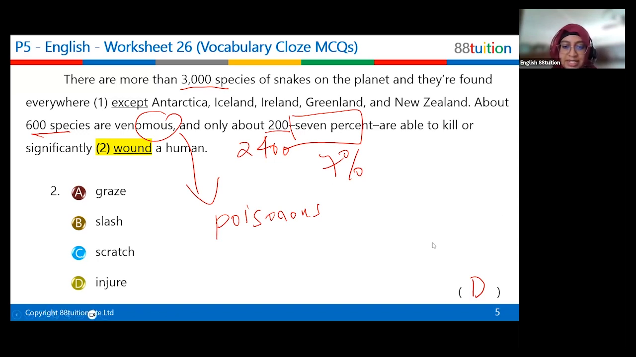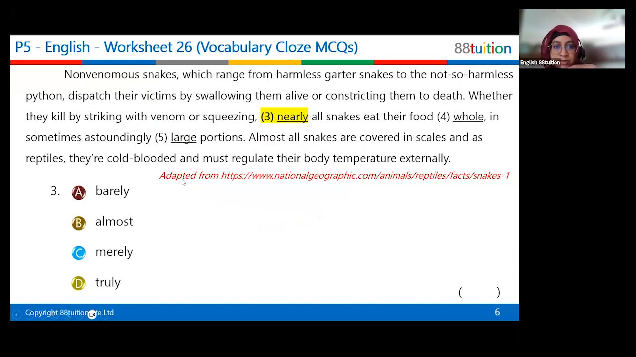So basically, this is what we look at for this question: significantly. By the way, this word, we pronounce it as significantly. Significantly means obviously, like wound a human, injure a human. Very nice. Thank you, Jekai and Jaden. Next, question number 3. Can you guys take 30 seconds to read this question first before the next person reads and gives us the answer? 30 seconds starts now.